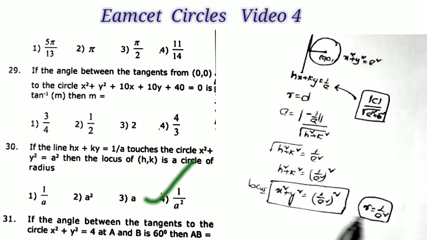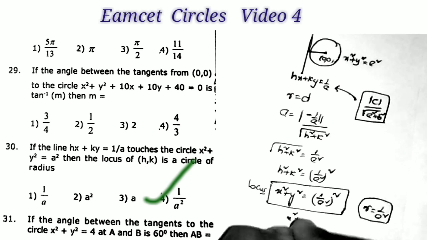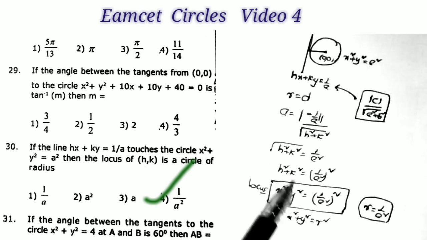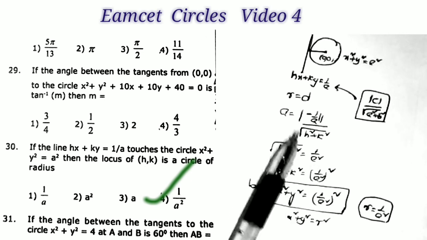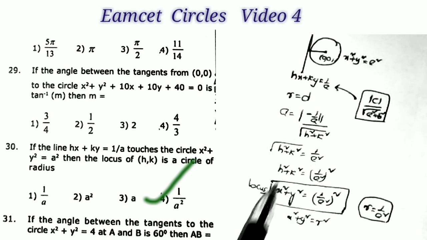Then r is equal to 1 by a square. Therefore this is the equation of the circle with radius equal to 1 by a square, and that is the last option. That's all. Very easy. Just applying the condition for tangency to get the required answer, since it is given that the line is tangent to the given circle. That's all.